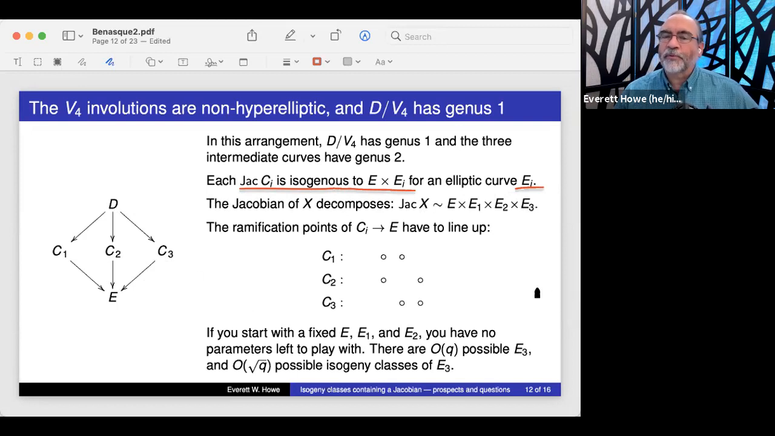And you still have some ramification restrictions. If C1 over E1 ramifies at 2 points, and a genus 2 double cover of a genus 1 curve in characteristic not 2 has to have these 2 ramification points. C2 also needs 2 ramification points, and C3 also needs 2 ramification points. And so for everything to fit in this diagram, the ramification points have to line up in this manner.